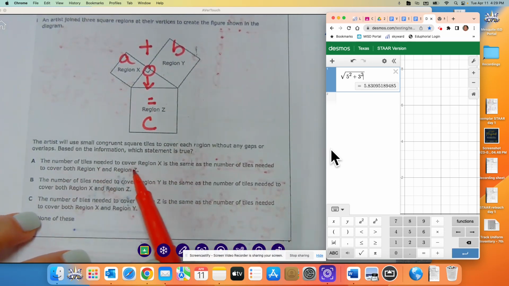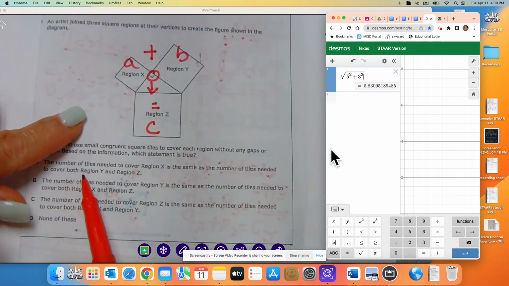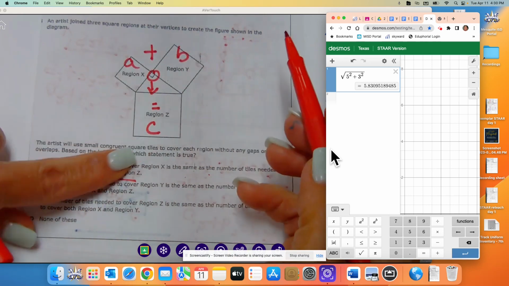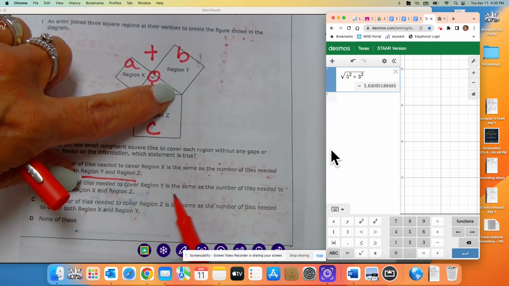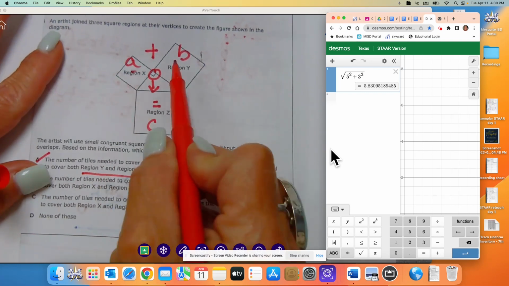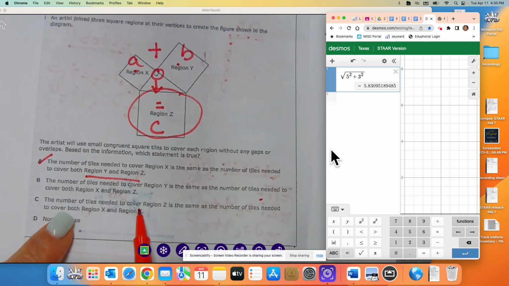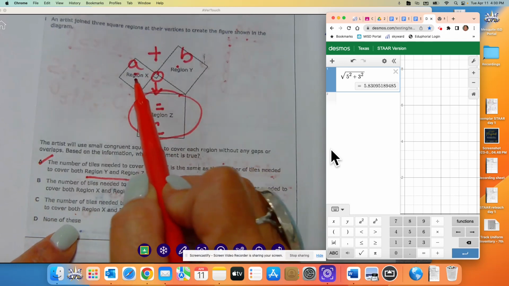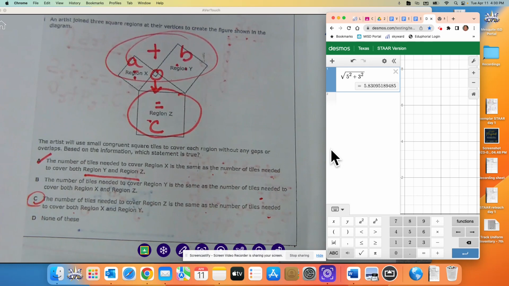So the number of tiles needed to cover X is the same as the tiles needed to cover both Y and Z. No. The number of tiles needed to cover Y is the same as both of these. No. Remember, the two smaller ones are going to fit in the bigger one. So the number of tiles needed to cover Z is the same as the tiles needed to cover both X and Y. These two together equal Z. So hopefully you got letter C.